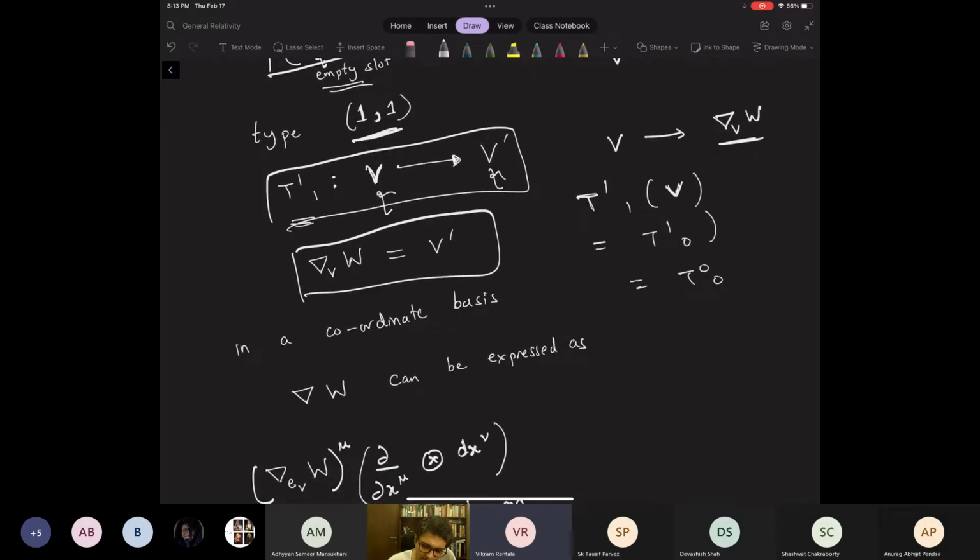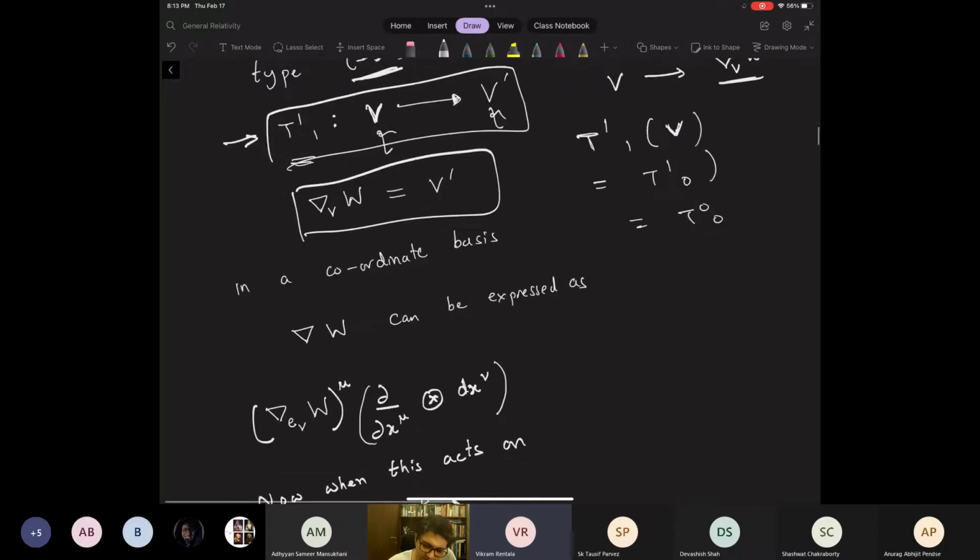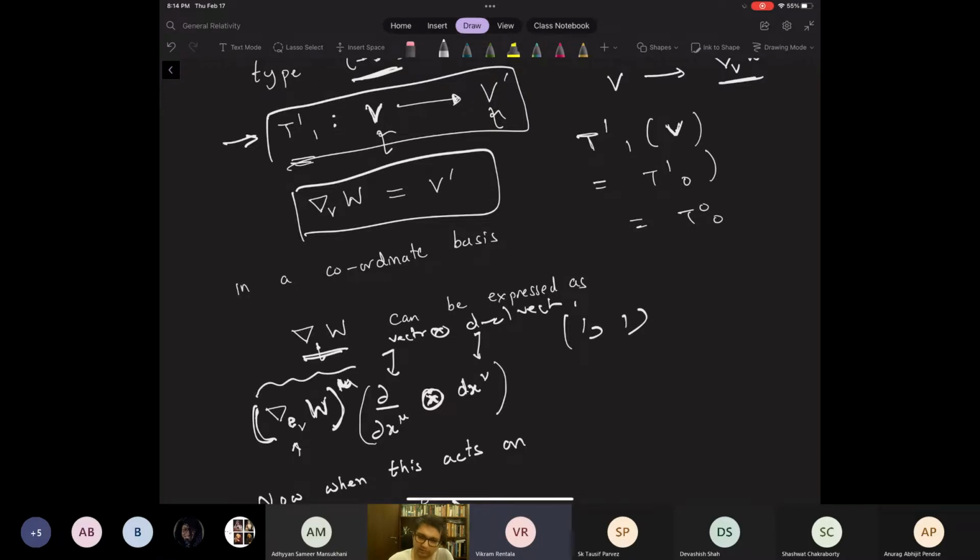Now I can express this tensor in some coordinate basis. In some coordinate basis, I can express this ∇W with an empty slot as ∇_{e_ν} W, and I take the μth component of this. If I want to write it as a tensor of type (1,1), I write it as ∂/∂x^μ tensor dx^ν. So this is of type vector tensor product dual vector, so it's a tensor of type (1,1). And this coefficient is just some number.